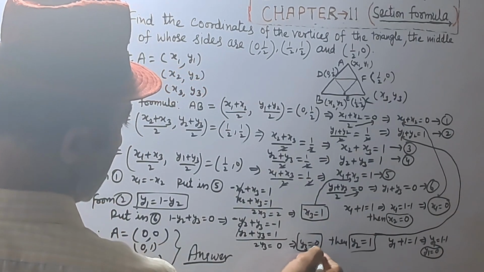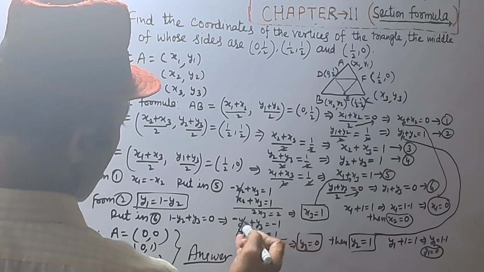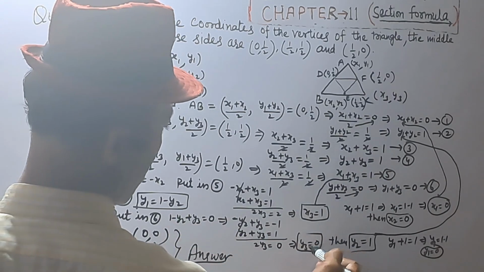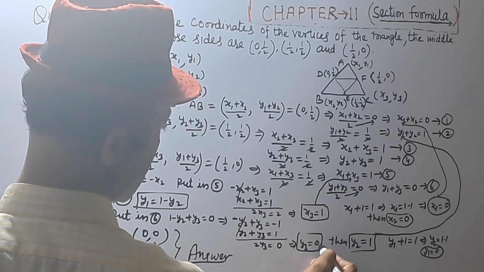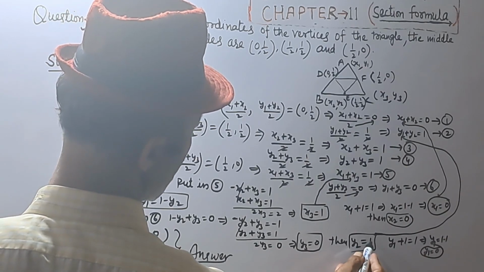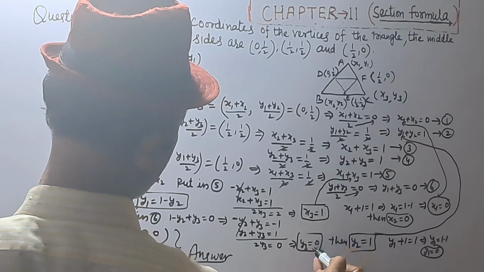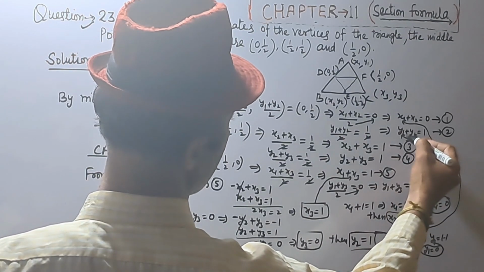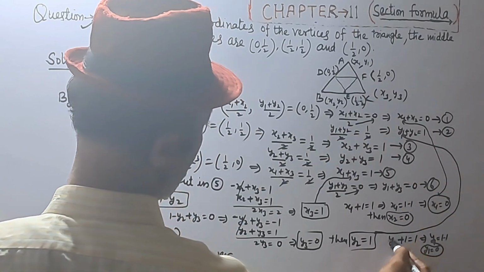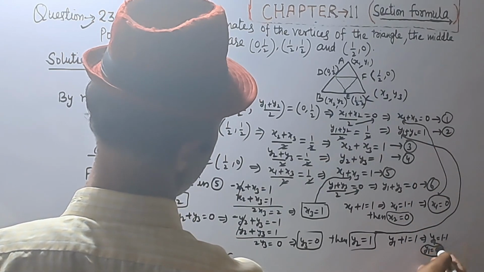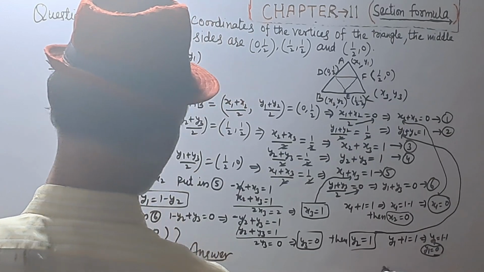Then y3 is equal to 0, then y2 is equal to 1, and y2 is equal to 1, put in equation number second, y1 plus 1 is equal to 1, y1 is equal to 1 minus 1, that is equal to 0.